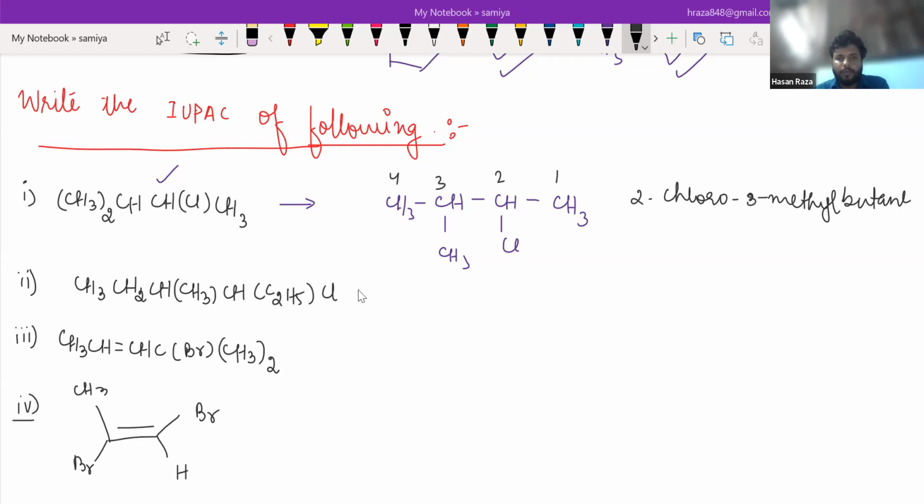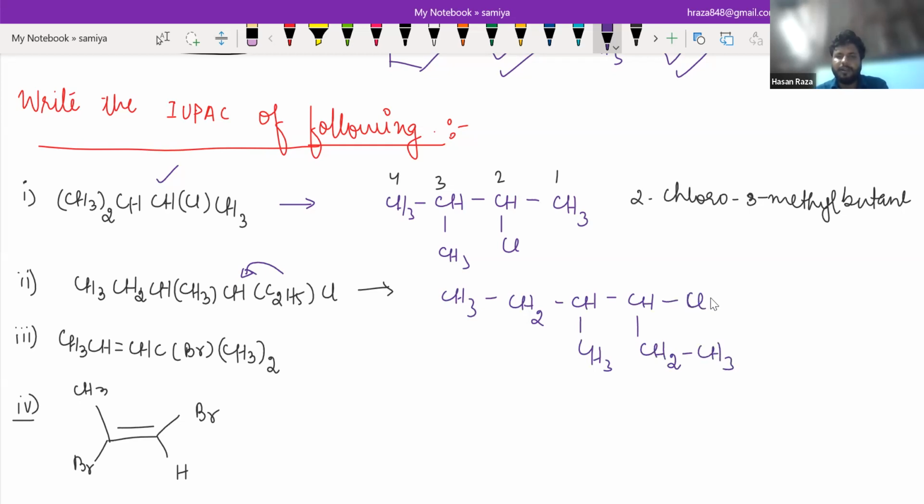Okay. Now, if you are going to name it, just expand it for the correct answer. It will be CH, and then CH3 is here. Then CH, and C2H5 is connected to this carbon. That means C2H5, that means CH2CH3. And here it is Cl, and here it is Cl.